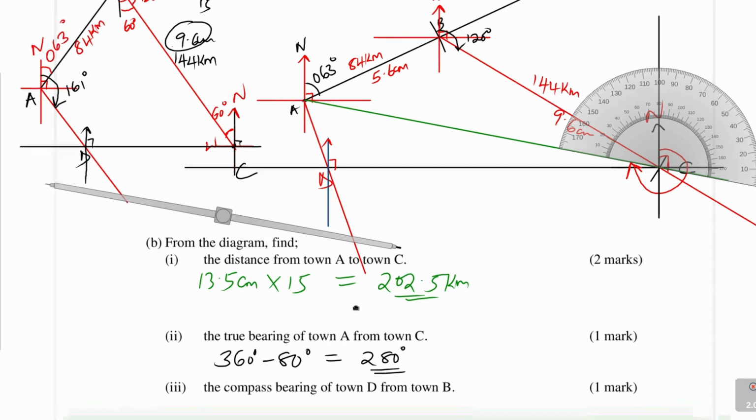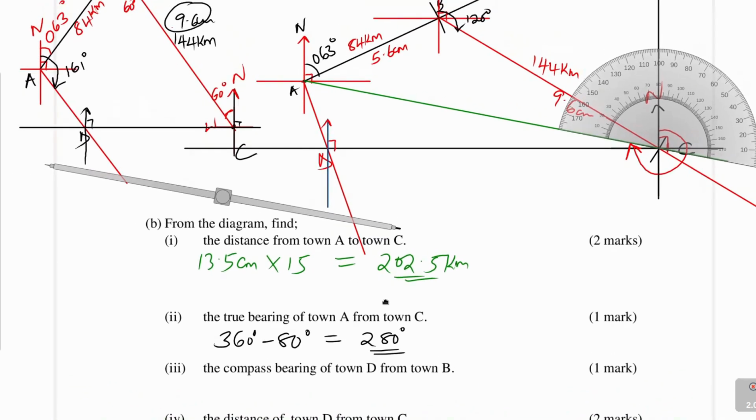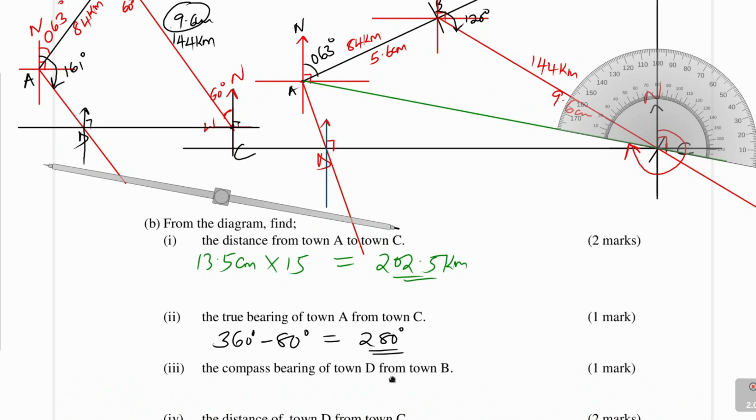The next part, the compass bearing of town D from town B. So we join D and B first. B is here, so we join B and D like that. Once we join, we are supposed to measure the angle, and this is the compass bearing. We measure the angle from B.